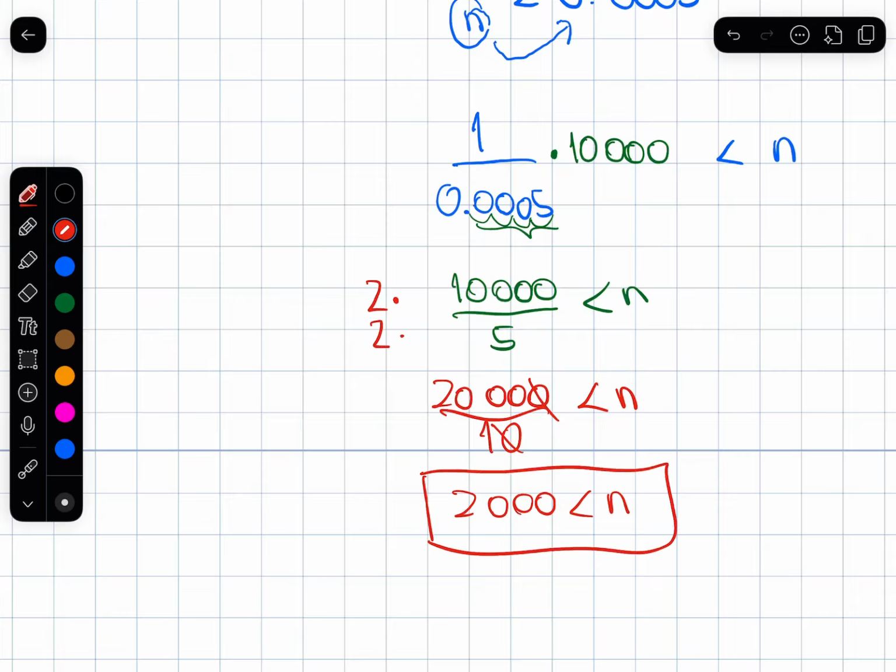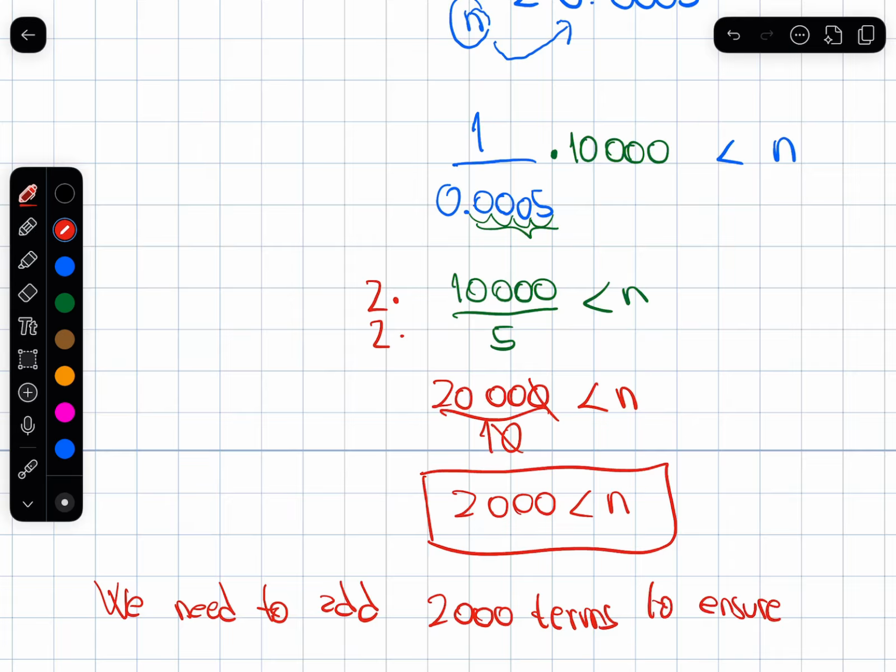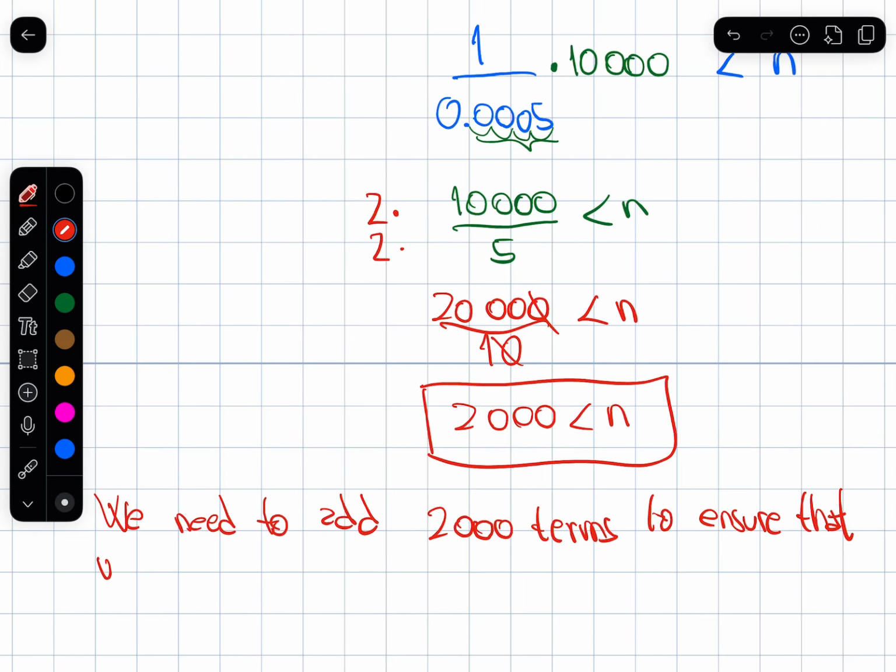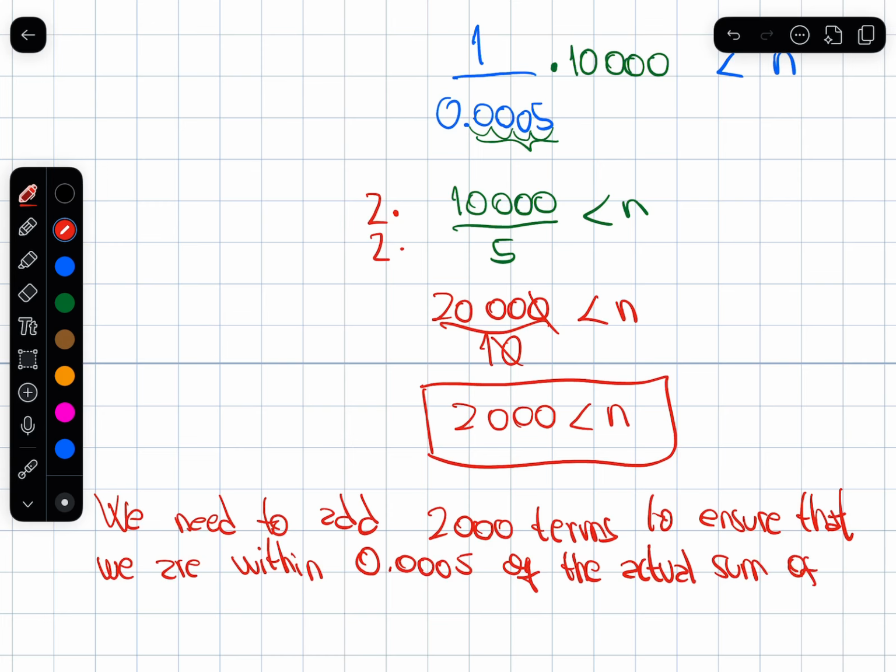So what does that mean? We need to add 2,000 terms to ensure that we are within 0.0005 of the actual sum of the series.